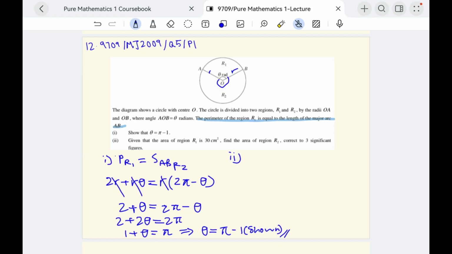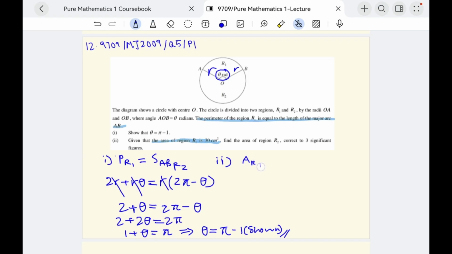Okay, so move on to part 2. Given the area of region 1 is 30 cm squared, find the area of region 2 correct to 3 significant figures. So first, we have the known angle, but we haven't determined the radius. So use the information of this part of the question to find the radius, hence find the area of region 2, step by step.